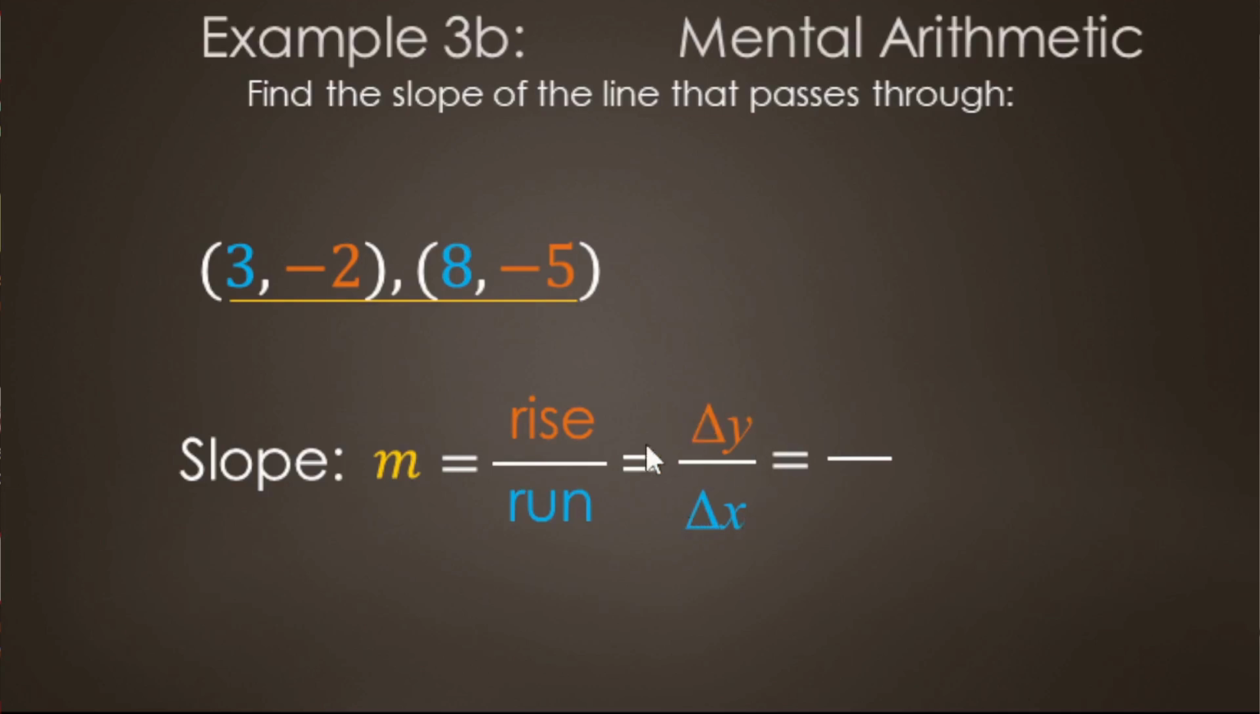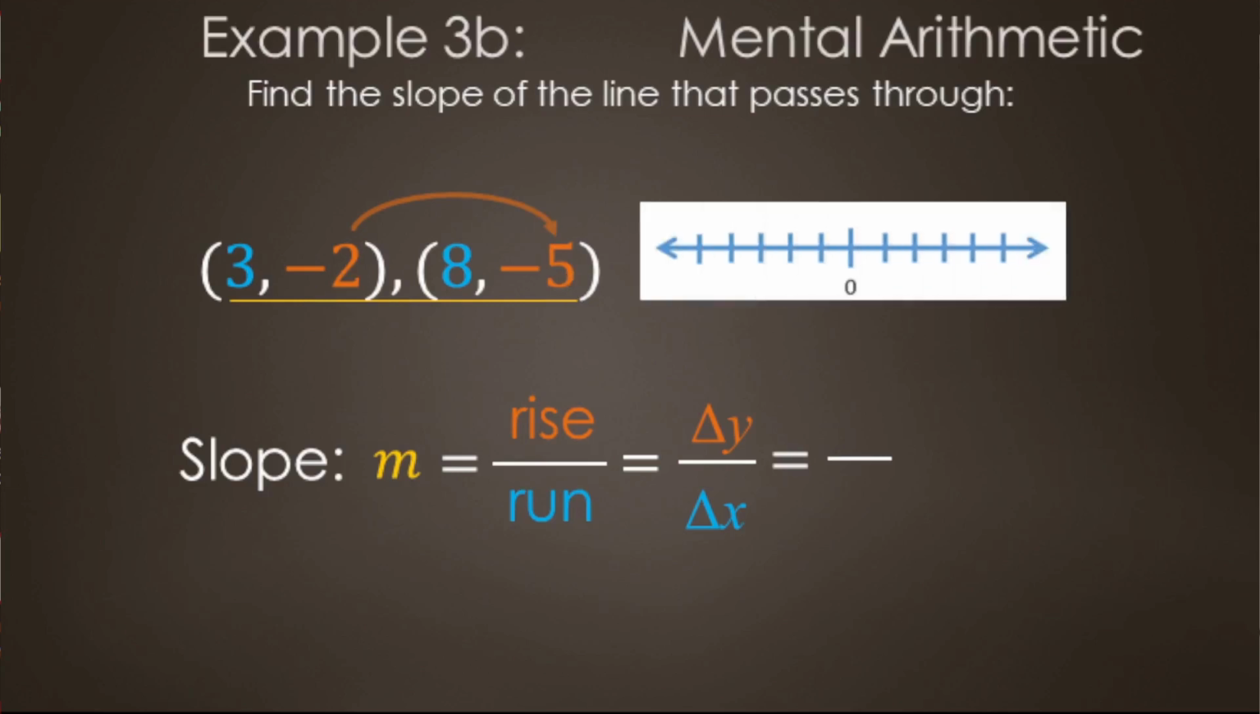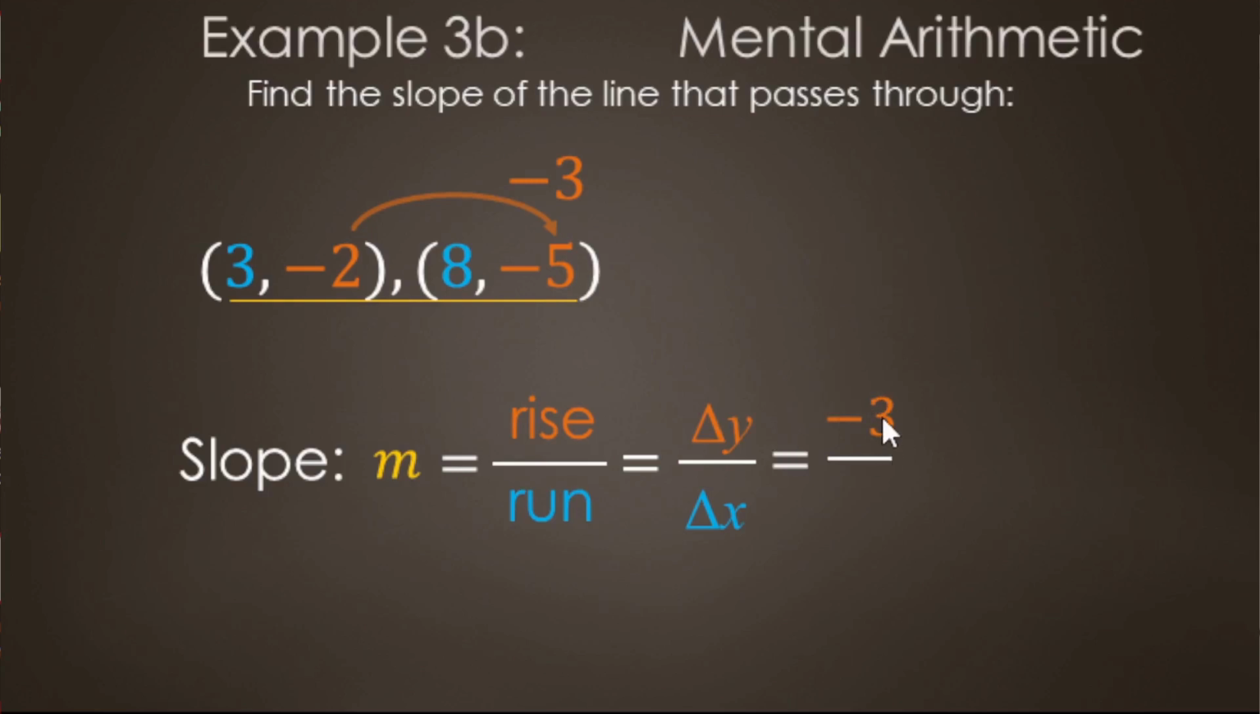So for change in y's, we're looking from negative 2 to negative 5. This one here with the negatives might be kind of tricky to visualize. So here we go. Starting at negative 2 and then going to negative 5, we're going to count backwards: 1, 2, 3. Or it got colder if you're thinking degrees. 2 degrees below 0, 5 degrees below 0. It got colder by 3 degrees, or it went down 3. So negative 3 for the rise.